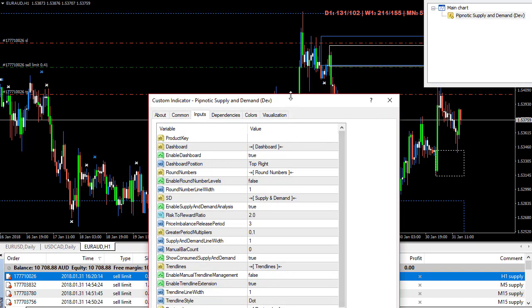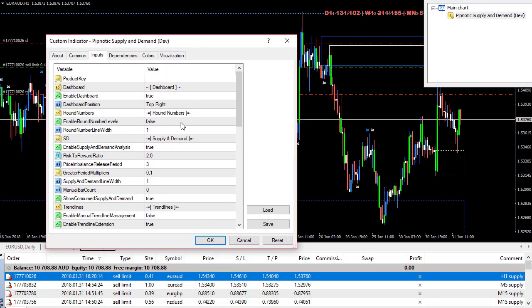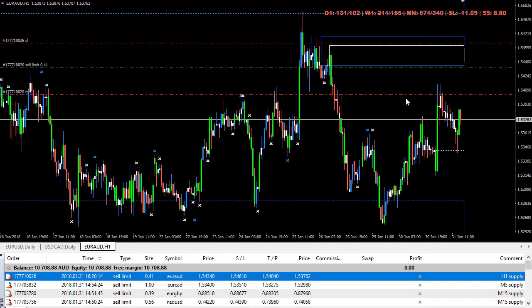configuration of the indicator, just so we're all using the same settings. I have risk reward ratio, this is 2, and price and balance release period, this is 3. Okay, so just set it to that, just so that we're seeing the same thing. Okay, and I'll just tell you very quickly what this means.